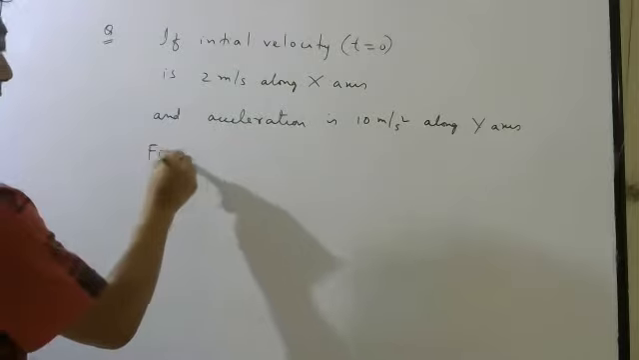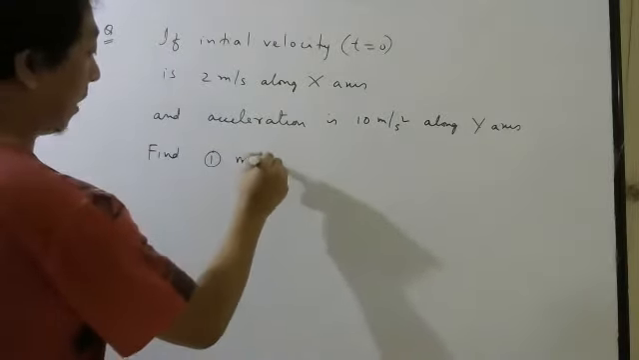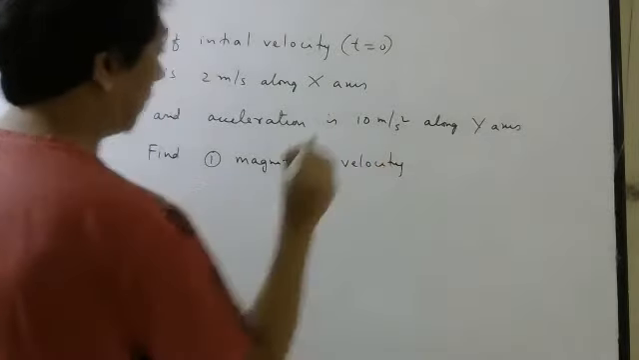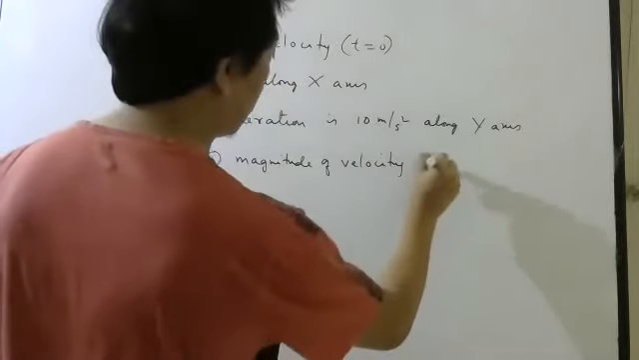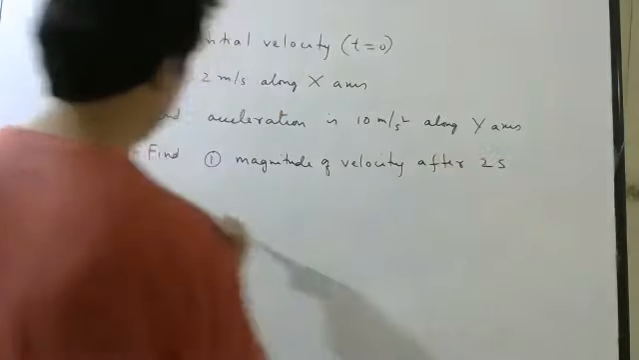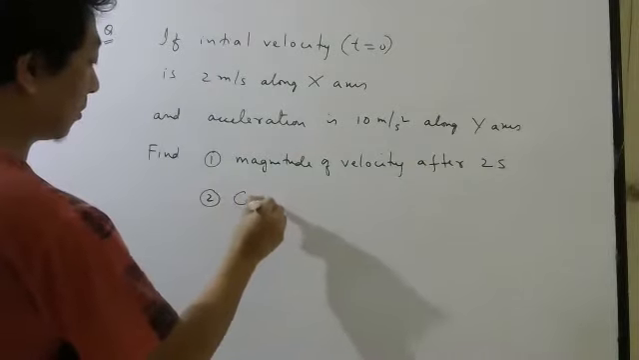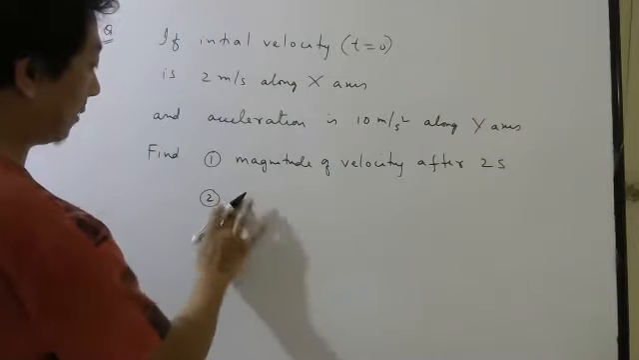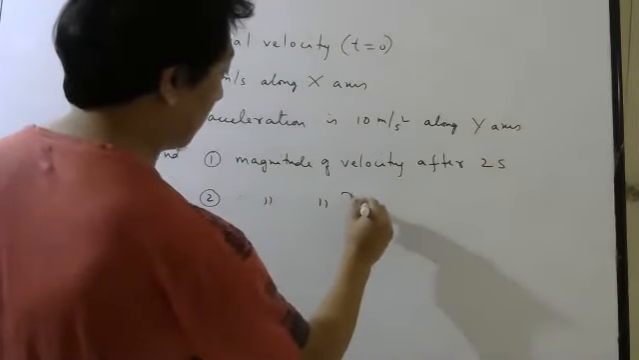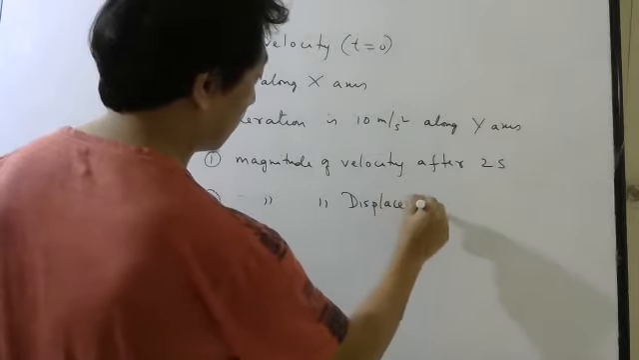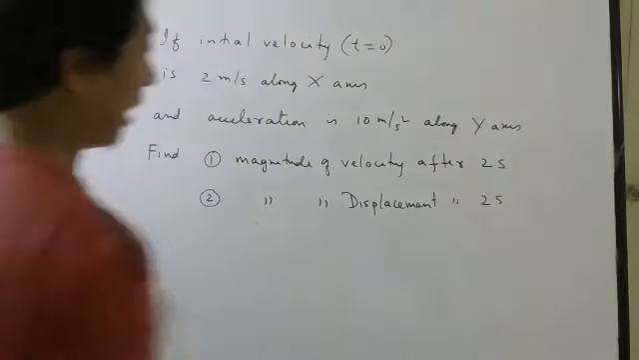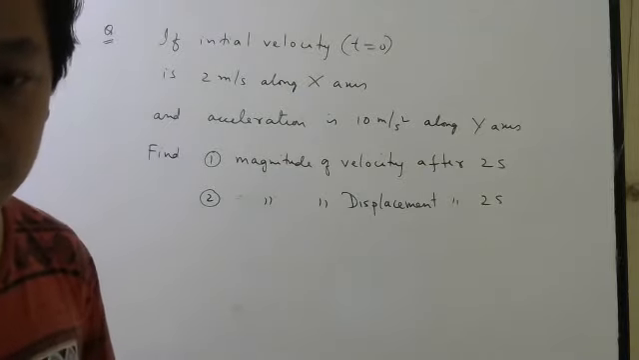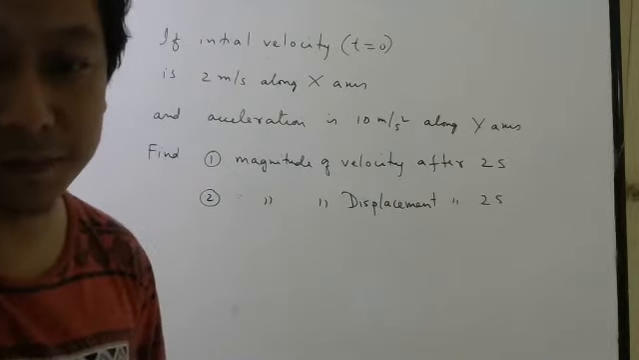Find number 1, magnitude of velocity. First, I want magnitude of velocity after 2 seconds. Number 2, let me write magnitude of displacement after 2 seconds. I will do it, but you please give a try, okay?